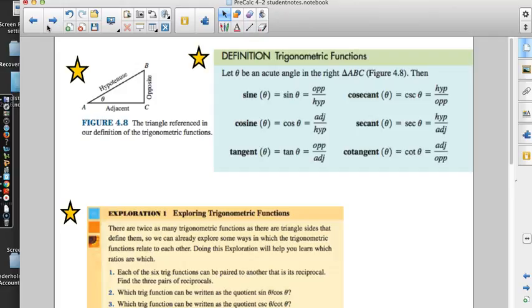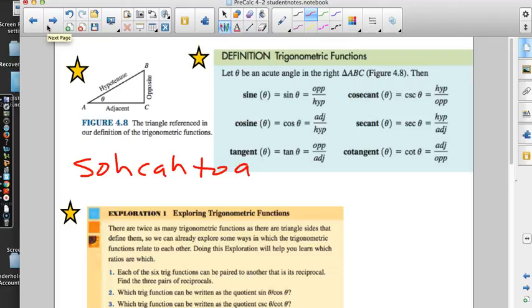SOHCAHTOA helps us as a mnemonic device to remember that sine is opposite over hypotenuse, cosine is adjacent over hypotenuse, and tangent is opposite over adjacent. So those are the three primary trig functions: sine, cosine, and tangent.